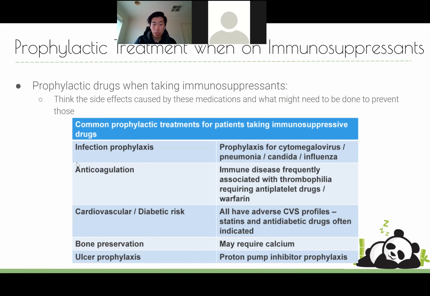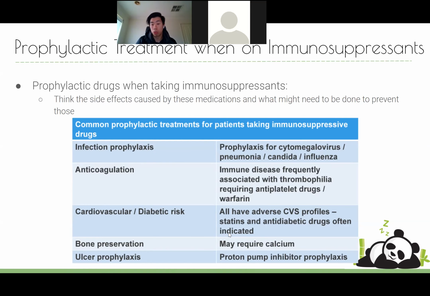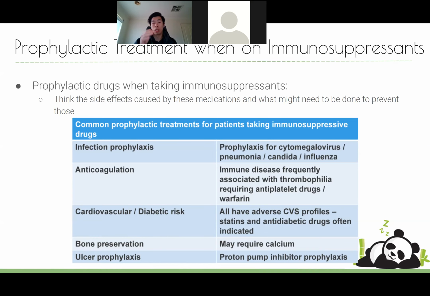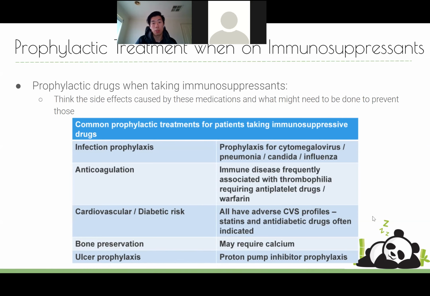They are more likely to have anticoagulation problems. So you need to give them drugs which target that sort of approach. They are more likely to have diabetes and diabetic risk. And so you might need to give them statins or antidiabetic drugs to control that as much as you can. They might need bone preservation, so they might require calcium as their body doesn't produce it normally. They may get ulcers because the drugs reduce the normal gastric mucus production, causing you to have more ulcers, and so you might reduce the acid content with PPIs. So that's how that sort of thinking works.